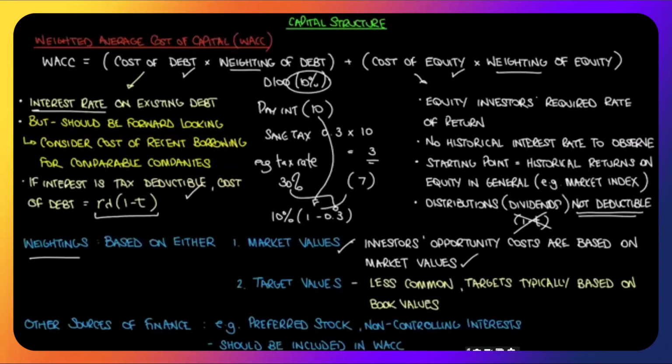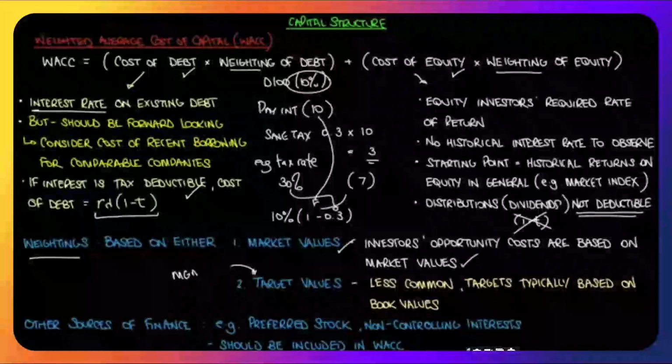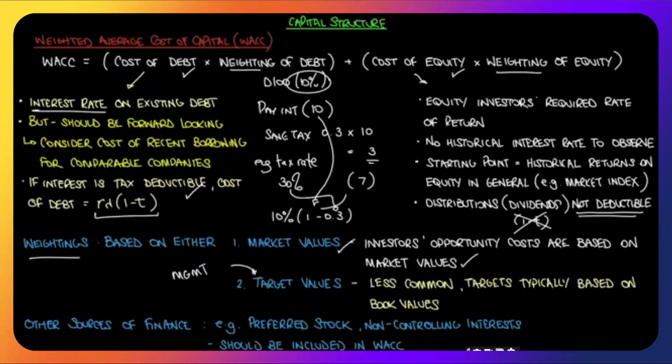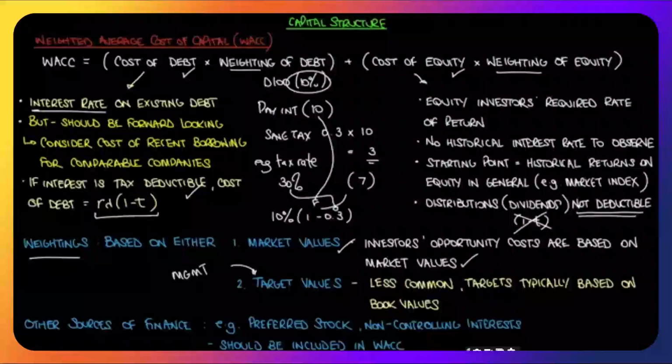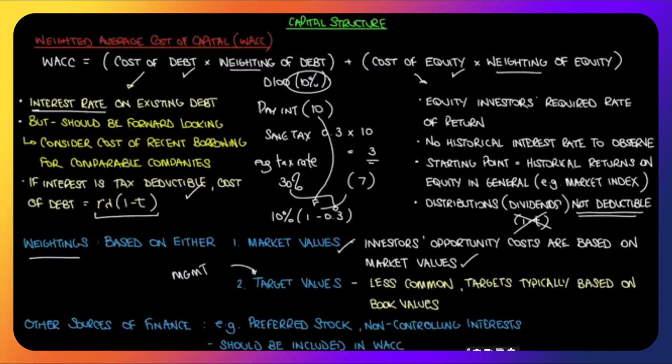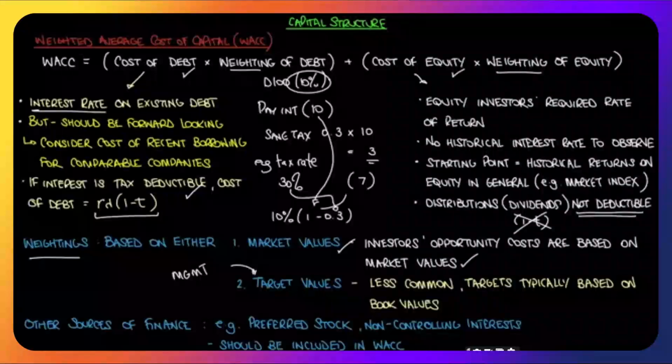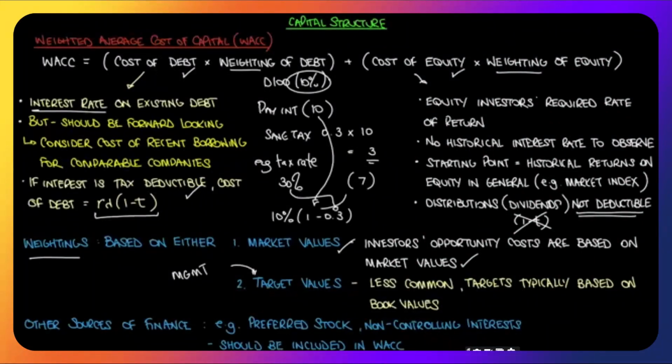However, you may choose to use target values. Target values are those that have been picked by management. MGMT there just means management. They've picked a target. The argument could be in the long run, and you may be assessing a capital project in the long run for 5, 10, 15, 20 years. In the long run, that target capital structure should be the one on average that they hit. So you could argue that it's more relevant. However, targets, as we'll talk about later, are typically based on book values, not market. So that is an issue.